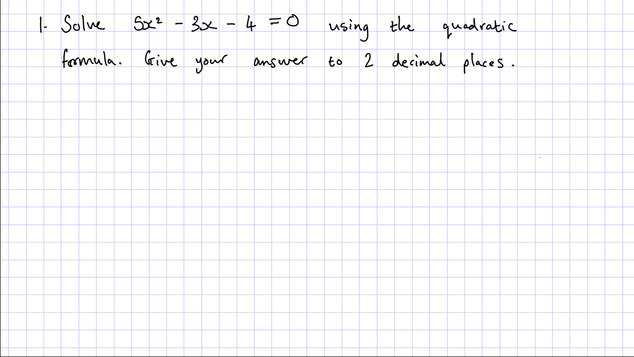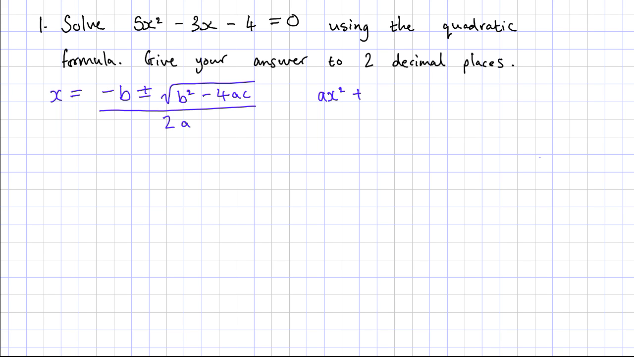So I'm going to start by writing the quadratic formula, which is x is equal to minus b plus minus square root of b squared minus 4ac all over 2a. Now this works when I have my quadratic equation in the form ax squared plus bx plus c equals 0.